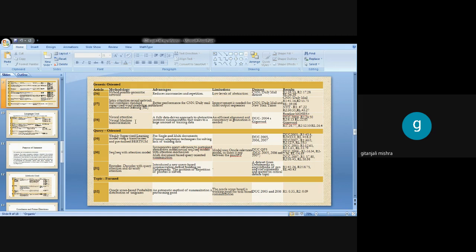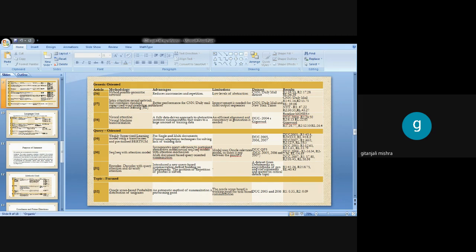Next is the neural attention neural machine translation methodology, in this 28 article that is used. The advantage of this methodology is a fully data-driven approach to abstractive sentence summarization that scales to a large amount of training data. The limitation is that an efficient algorithm and consistency is required. Means we need to use some efficient alignment algorithm. Here the DUC 2004 dataset is used.